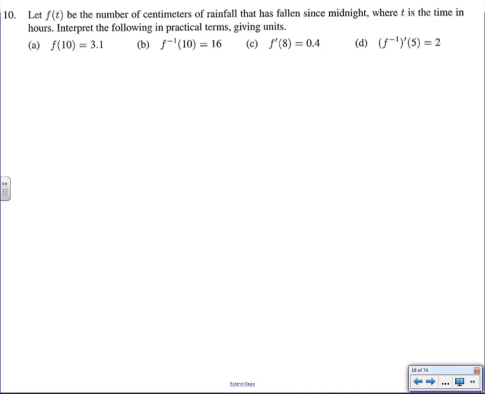We need to talk about all this stuff in a context so we can understand what these notations are trying to say. So in this case, we need our variables to be defined. F of t represents the number of centimeters of rainfall that's fallen since midnight. T is the time in hours since midnight. So what does f of 10 equals 3.1 mean?